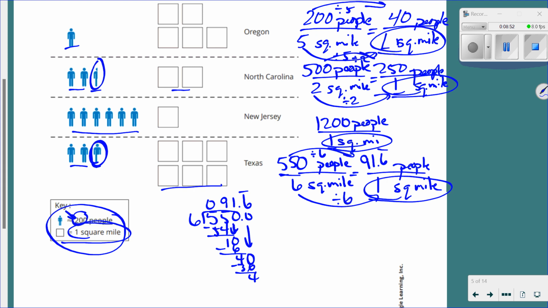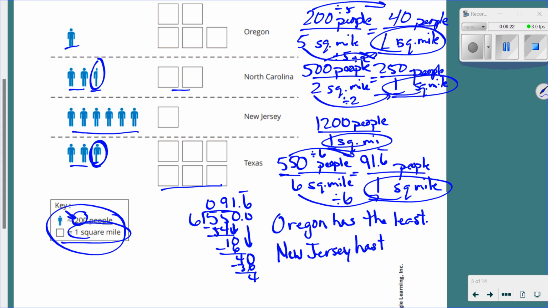So when it talks about population density, it's saying how many people in 1 square mile, which one has the least population density? Oregon, because they're at 40. So Oregon has the least. The other question, which one has the most? New Jersey, 1,200 by a lot. The most or the greatest?